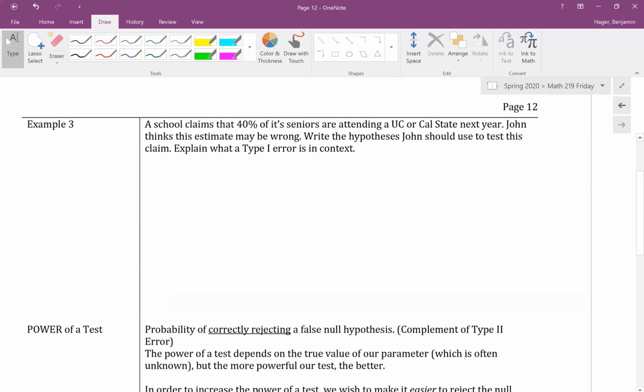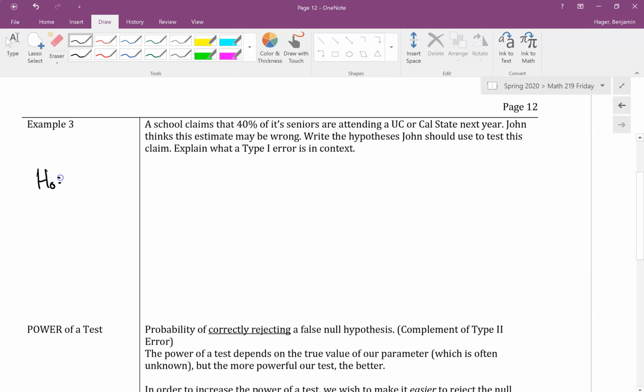It says a school claims that 40% of its seniors are attending a UC or Cal State next year. John thinks this estimate may be wrong, so write the hypotheses John should use to test this claim, and then explain what a type 1 error is in this context. So again, the school claims 40% of its seniors are going to go to UC or Cal State next year, and John thinks that estimate may be wrong.